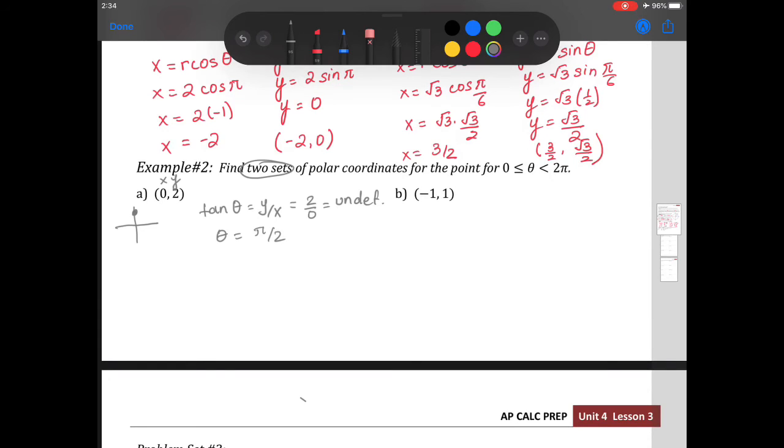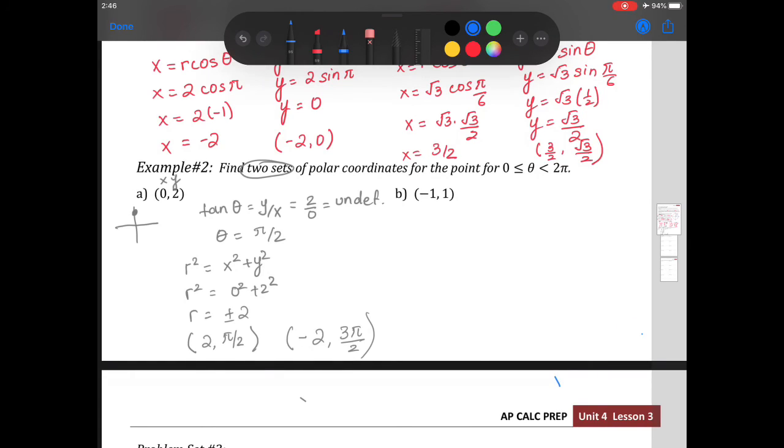Now we want to find our r. I know r squared is x squared plus y squared, so r squared is 0 squared plus 2 squared. Solve for r, and r is equal to plus or minus 2. So my two points would be positive 2, pi over 2, or negative 2, 3 pi over 2. These are my two representations.